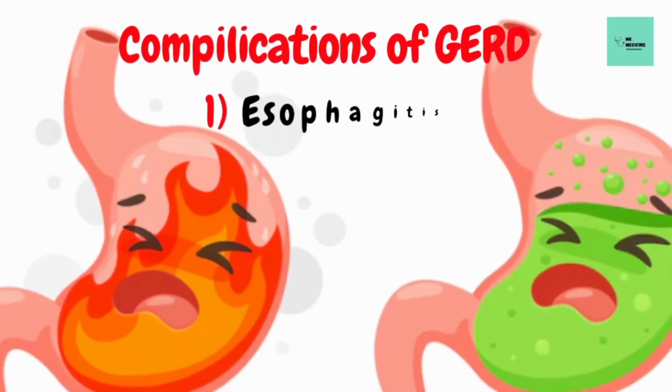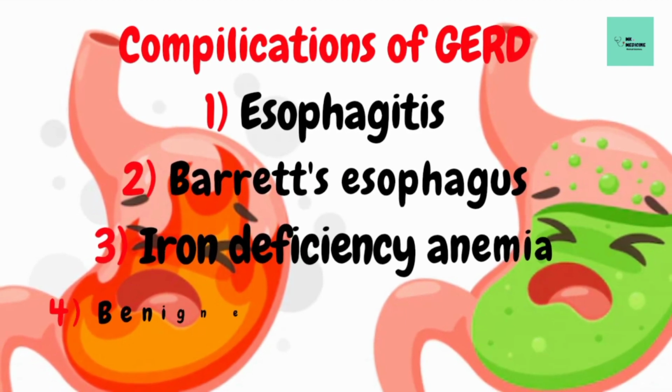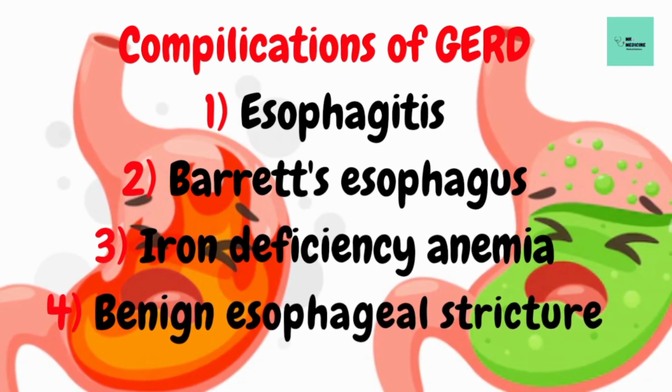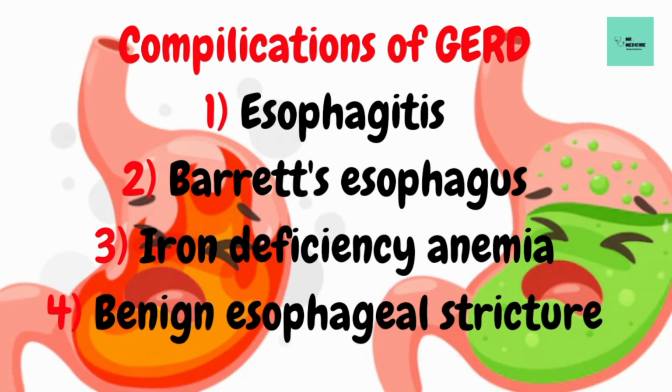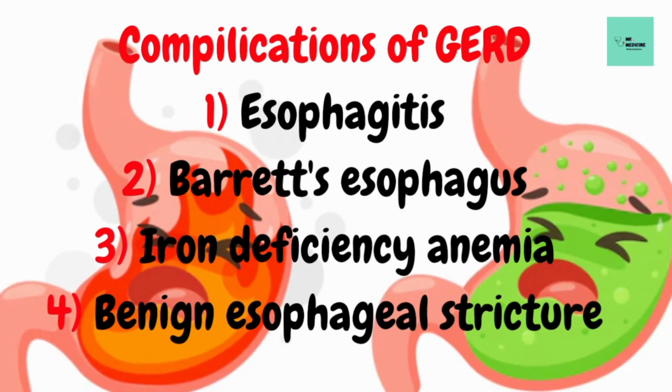Now complications of GERD. It causes esophagitis. Esophagitis is inflammation of the esophageal mucosa because of gastric content. Second one is Barrett esophagus. It's a metaplasia in which one type of epithelium is replaced by another type of epithelium.